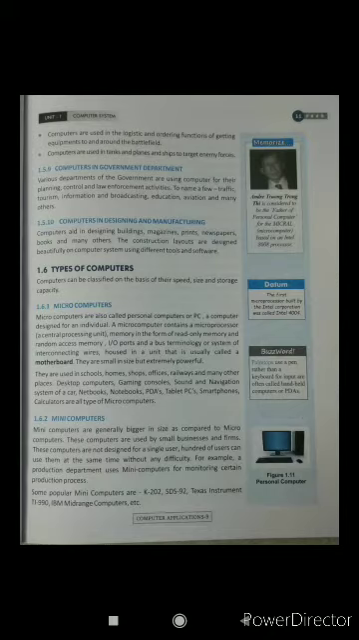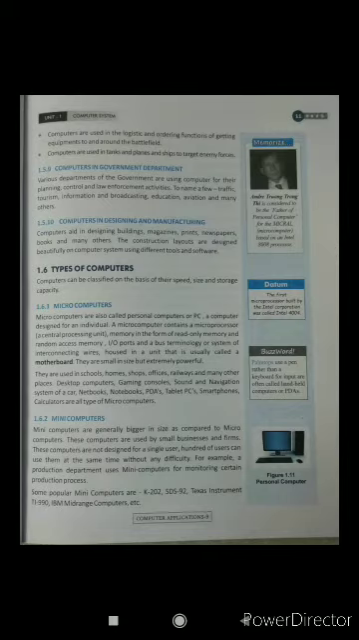For example, a production department uses mini computers for monitoring certain production processes, so it is shared with everyone in that firm or office. Some popular mini computers are, so these are the names of the mini computers, K202, SDS92, Texas Instrument T1990, IBM mid-range computers, etc. These are the mini computers.